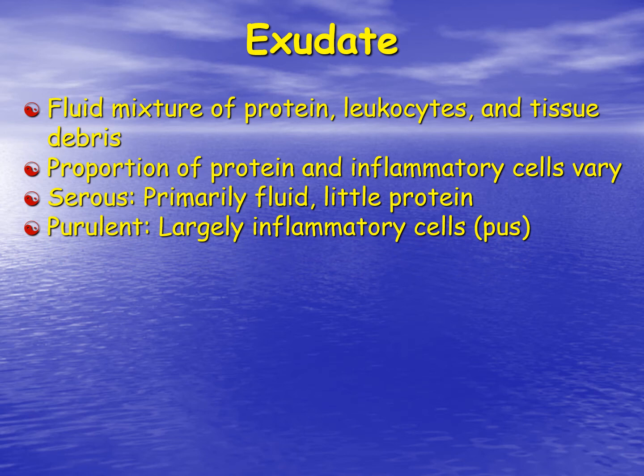Purulent exudate is largely from inflammatory cells, primarily neutrophils with macrophages, and this is actually pus. Now, purulent exudate usually occurs due to infection.